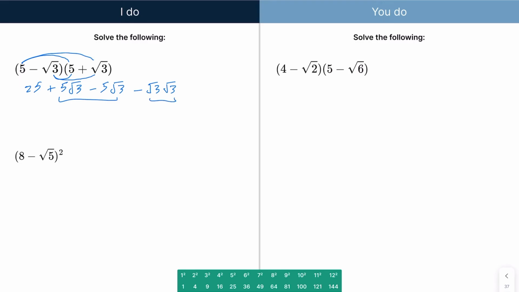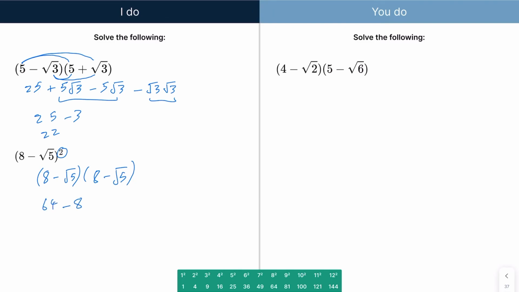This becomes a 3. So we have 25 minus 3, and that then leaves me with 22. Now all this square symbol means here is we're just multiplying this by itself twice, so you can just write that out like that. Perfect. So 8 times 8 is 64.